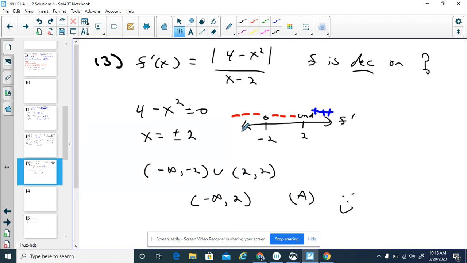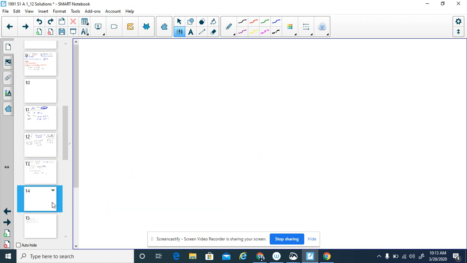All righty. Remember, you can include endpoints when stating intervals of increasing and decreasing. You don't do that with concavity. You do with increasing and decreasing.